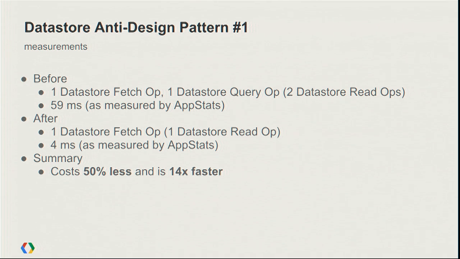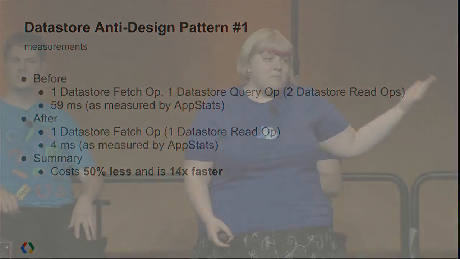If you look at what happened when I did a query, well, I did 2 data store read ops, and it took me 59 milliseconds because I had to scan through some indexes. After, 1 data store fetch op and 4 milliseconds. This is really a no-brainer. 50% less and 14 times faster. So this is what I mean: cost and efficiency, not always contradictory.